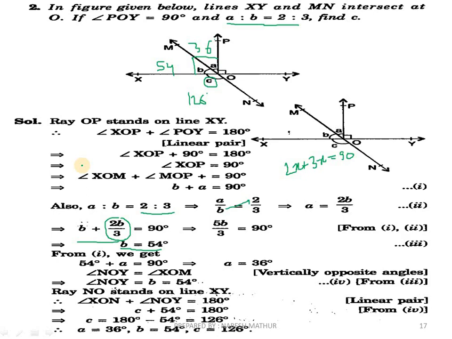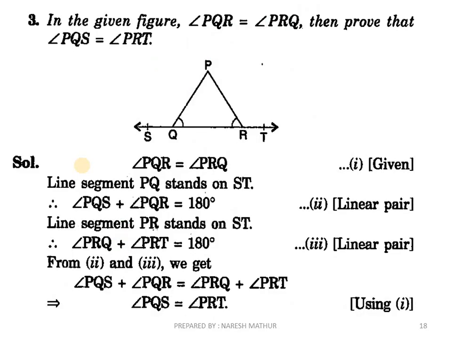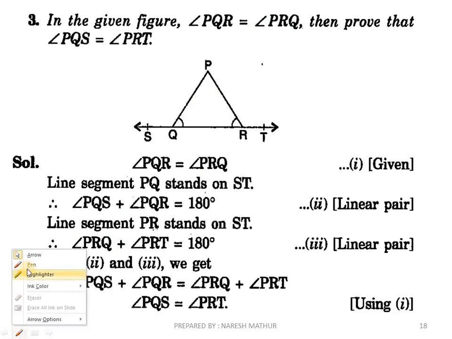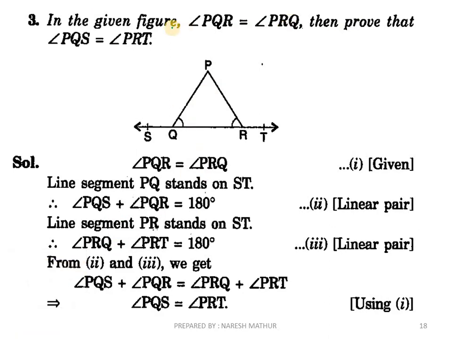Clear? Alright. In the third one, we are given a diagram where angle PQR and PRQ are equal. It means in the triangle we are given two equal angles. We need to prove that angle PQS equals PRT. It means this angle should be equal to this angle, which we need to prove.